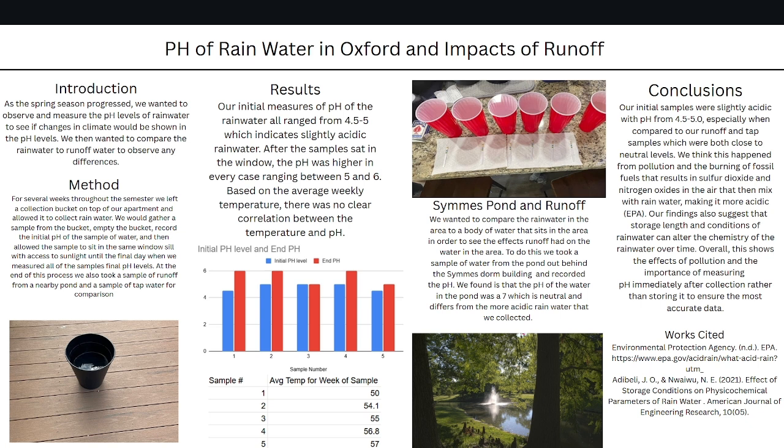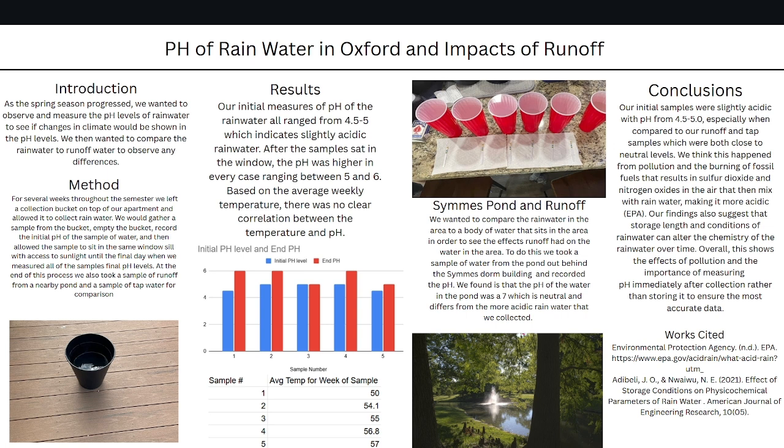And now we are going to talk a little more about the water we collected from the Sims Pond. Yeah, so in order to compare the rainwater to the local body of water, we obviously collected a sample from it and looked at the pH. And from what we found, the pH of the Sims water was a 7, which is neutral and is a lot different from the rainwater which we collected that was more acidic.